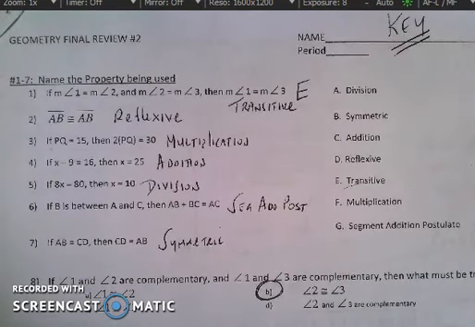Here we go. Number 1, 1 to 2, 2 to 3, then 1 to 3. That follows our transitive rule. So that's transitive. AB equals AB. Reflexive means it's like an exact mirror.